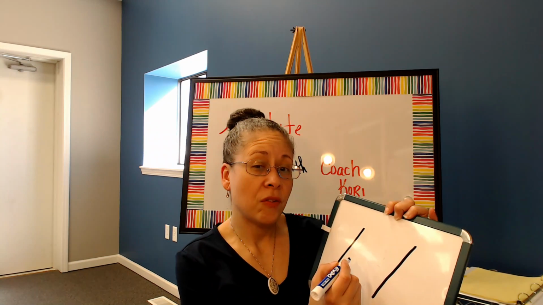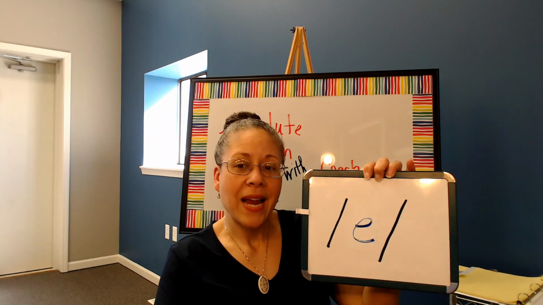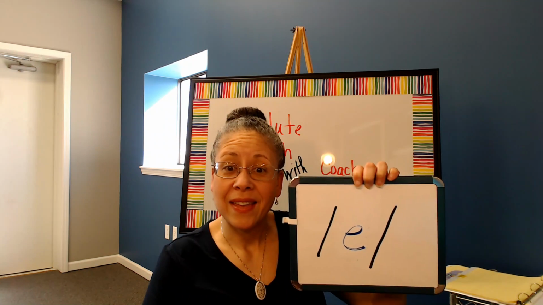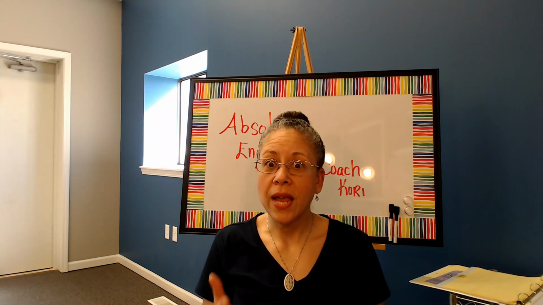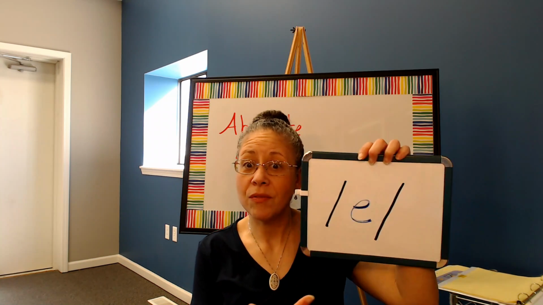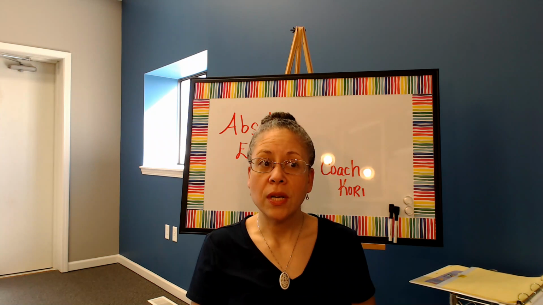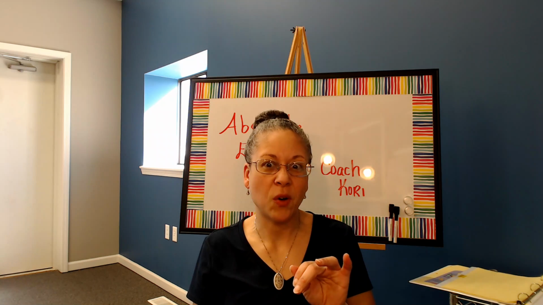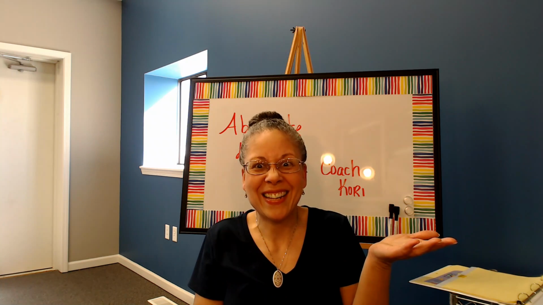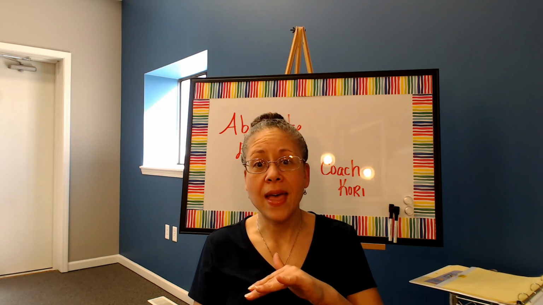Then we have E. And that would be eh. Now, if you notice on the vowels, A was a vowel, and now we have E is a vowel. We have 5 of those in English. 6 if you count Y. Y is sometimes a vowel. We'll get to that another time. So A and E. Eh.